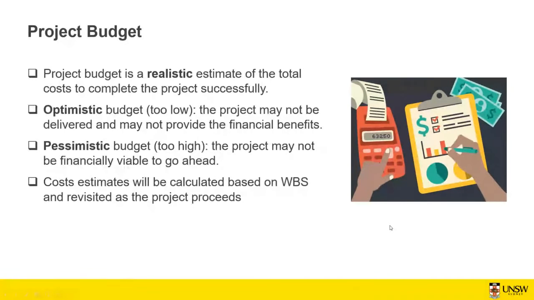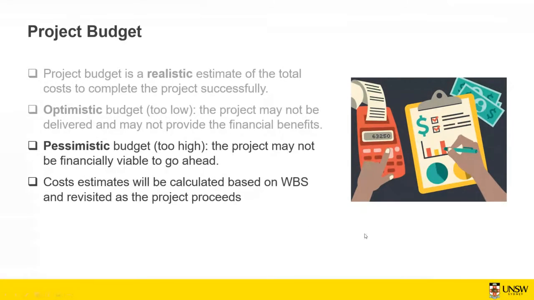So first of all, the project budget. The project budget should be a realistic estimation of total costs to complete the project successfully. If you are optimistic and put limited budget, the project may not be delivered and may not provide the financial benefits. On the other hand, if you are pessimistic and consider a lot of budget for the project, it may not be financially viable to go ahead because the stakeholders may say that this is too much budget. We cannot allow that much budget for this project, and return on investment may not be sufficient.